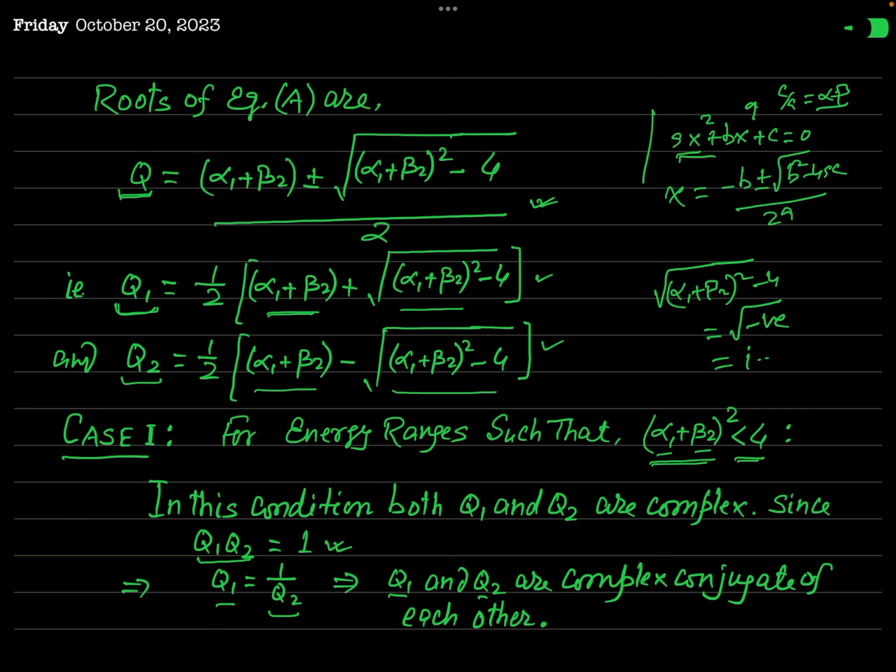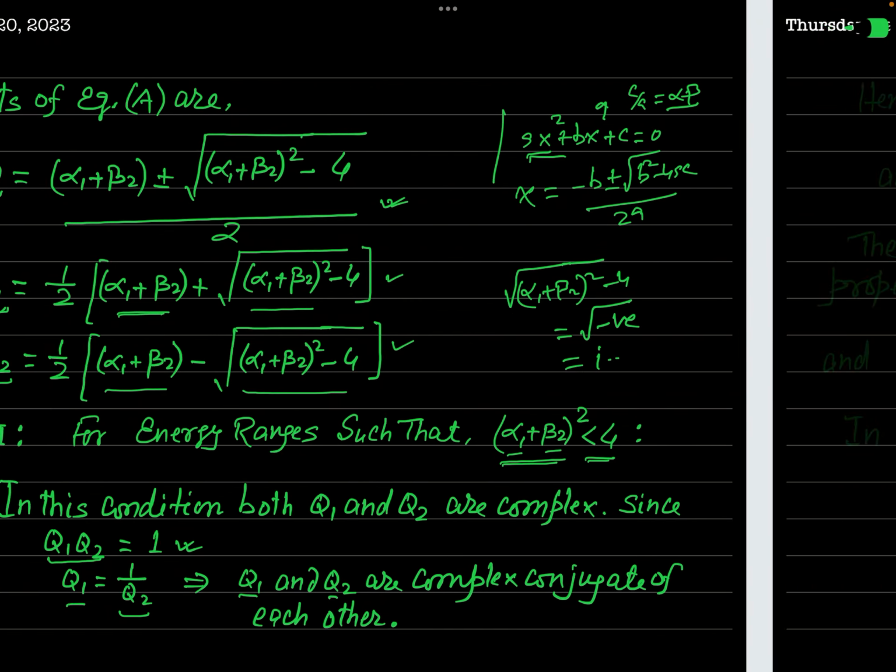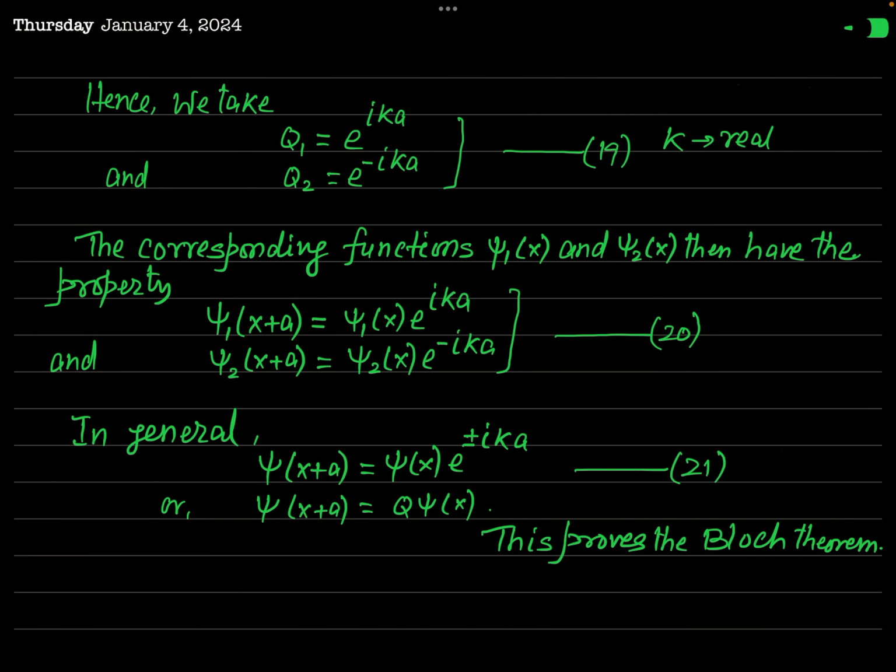Okay. So if both are complex conjugates of each other, you can easily write what these roots will be. If you assume that Q1 is equal to e to the power ika, then Q2 will be the complex conjugate of this, and that will be e to the power minus ika. And in this condition, you can write the solutions of the Schrodinger equation, the functions psi1 of x and psi2 of x for these two values of Q1 and Q2, in this manner.